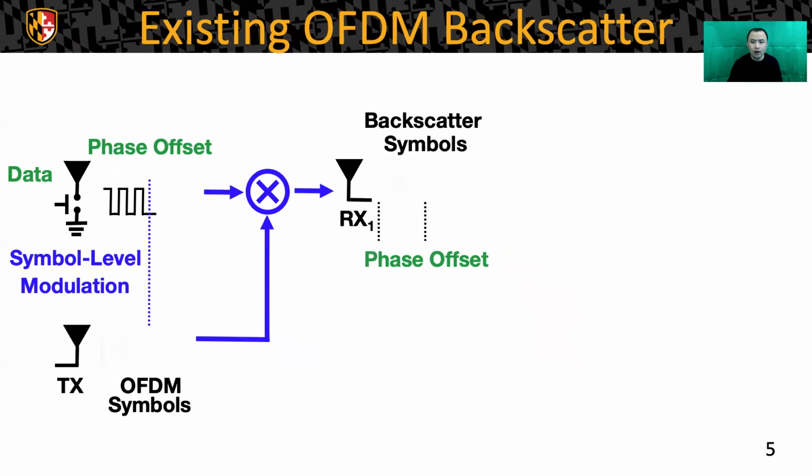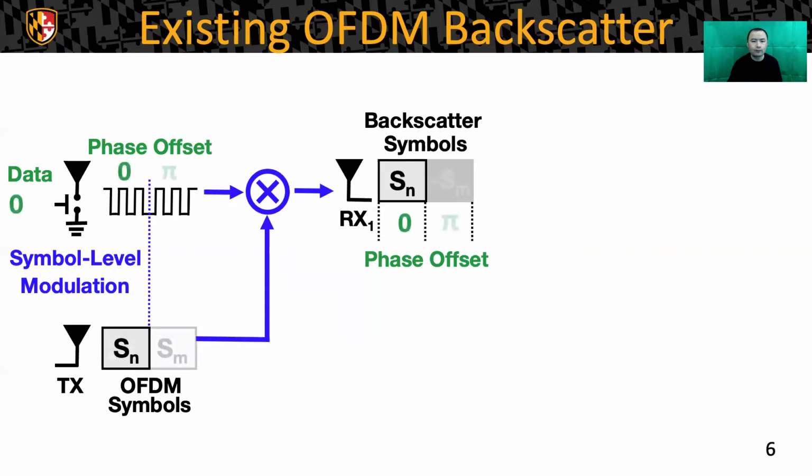The existing OFDM backscatter system leverages a symbol-level modulation technique to transmit data. For example, if the tag wants to transmit data 0, it uses square waves with a phase offset of 0 to modulate the symbols. Since there is no phase change, the backscatter symbol on the receiver side remains the same as the transmitted symbol. If the tag wants to transmit data 1, it uses square waves with a phase offset of pi to modulate the symbol. Since there is a phase inversion, the phase of the backscatter symbol on the receiver side is inverted.